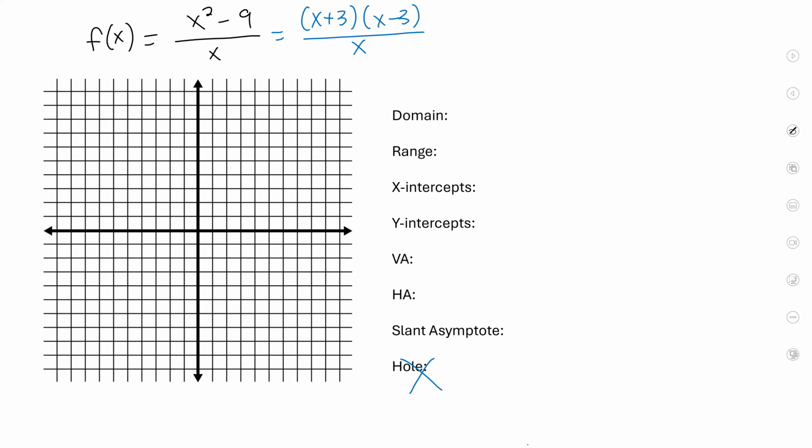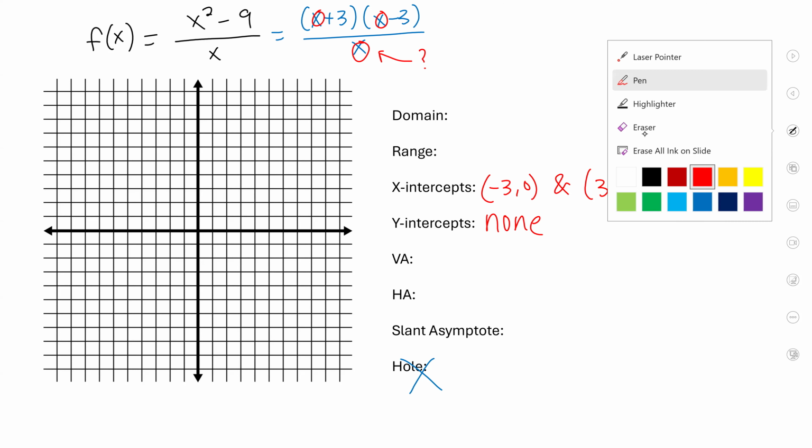Okay, x-intercepts. You need to set both of these equal to 0, and then you solve it. So the first one, you'll get -3, and the second one, you'll get a +3 if you solve it. Y-intercepts, we're going to plug in zeros everywhere. So let's see what happens if we plug in a 0 everywhere. A 0 goes here, here, and here. Can I have 0 in the denominator? No, so that means there are no y-intercepts. You can't have 0 in the denominator.